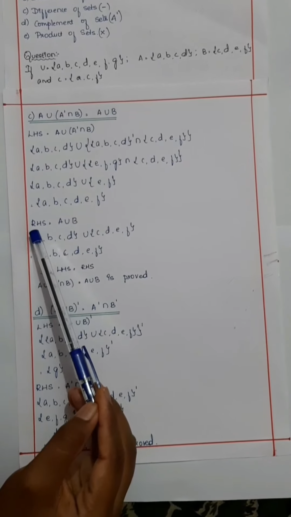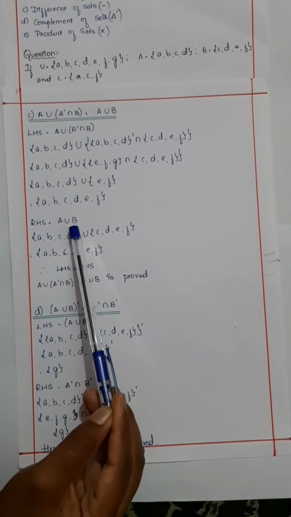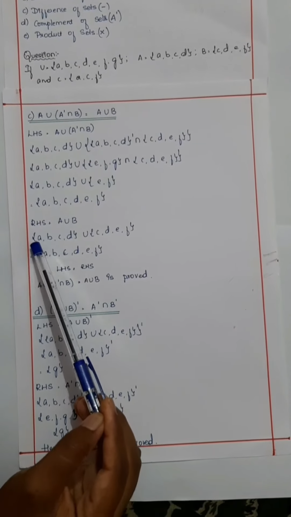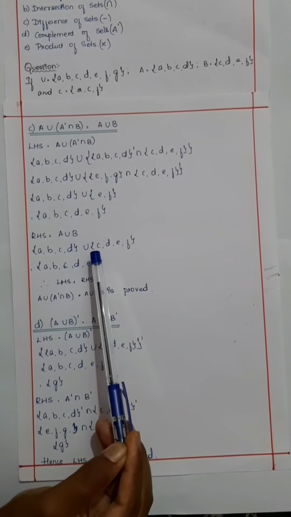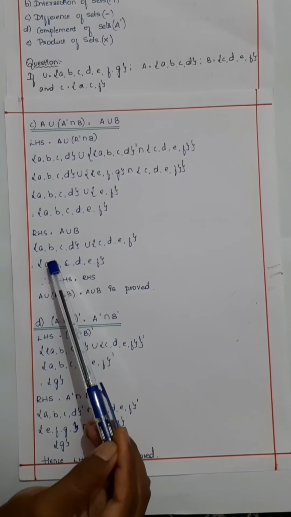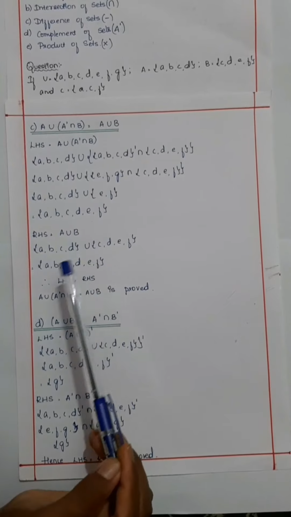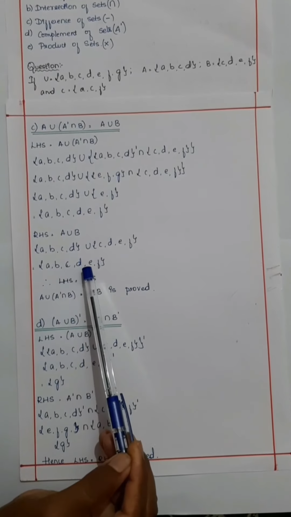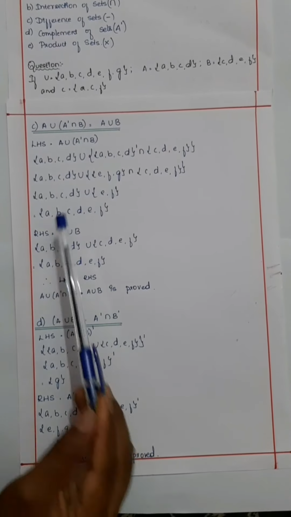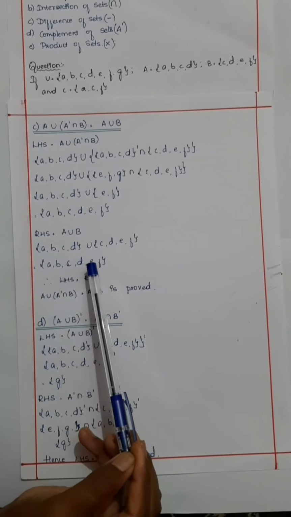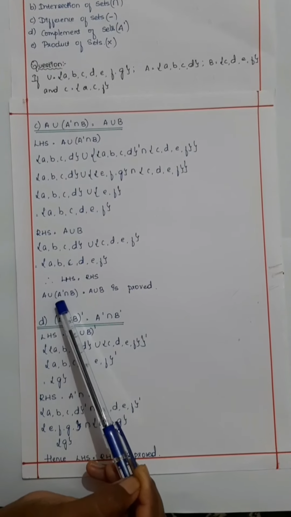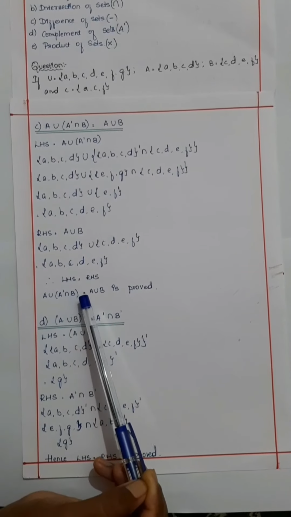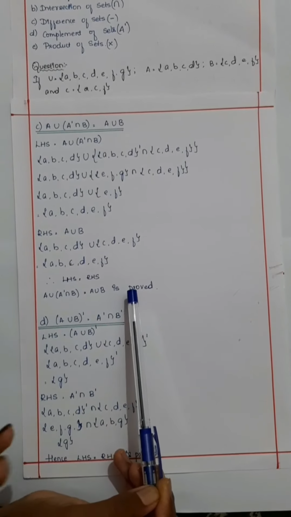Next we'll solve RHS. A union B. A set contains A, B, C, D elements union set B contains C, D, E, F. What is the union among these sets? A, B, C, D, E, F. So our LHS and RHS is equal. So hence A union complement A intersection B is equal to A union B is proved.